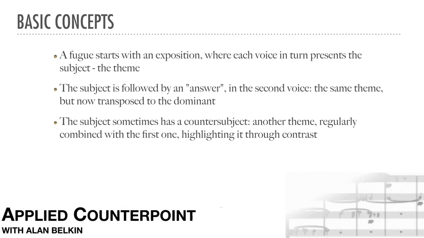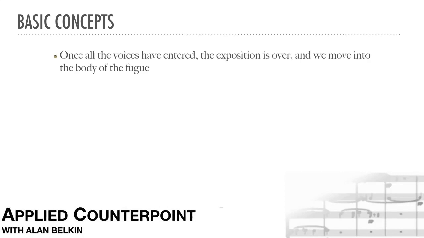The subject sometimes has a counter subject, another theme, combined regularly with the first one, highlighting it through contrast. The two themes are in invertible counterpoint, which means that they can appear in any combination of voices with either one in the bass and still make harmonic sense. Once all the voices have entered, the exposition is over, and we move into the body of the fugue, which normally alternates between entries or groups of entries of the subject and counter subject in various keys, and episodes.